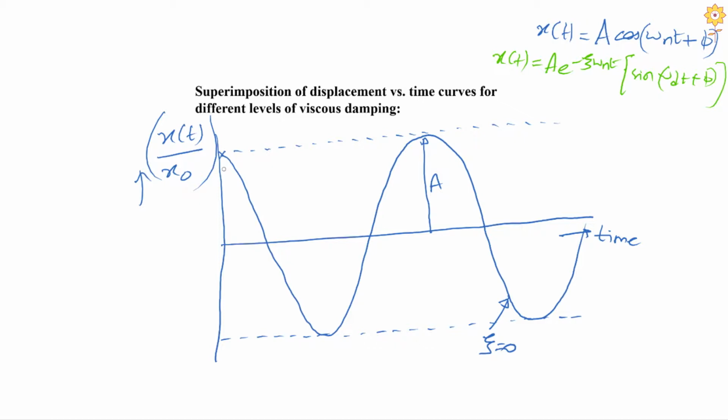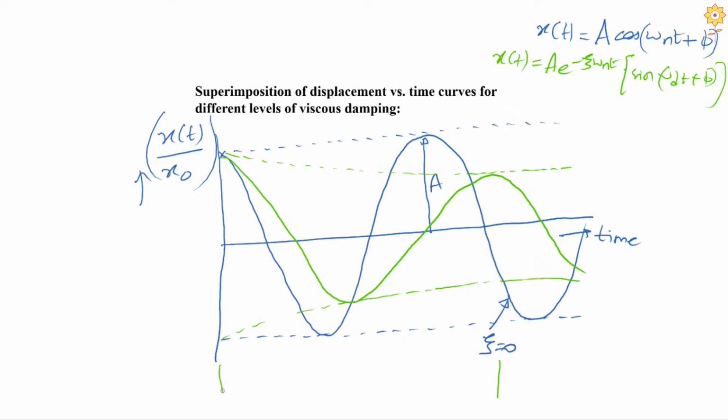So let me have here the curve starting from 1. So I have the envelope that is a function of the exponential reduction, something like this, and also the time taken to complete one cycle will be more compared to the undamped case. So it should be something like this. So time taken to complete one cycle is the damped time period, that is 2 pi by omega d. The envelope is defined by a e raised to minus zeta omega n t.